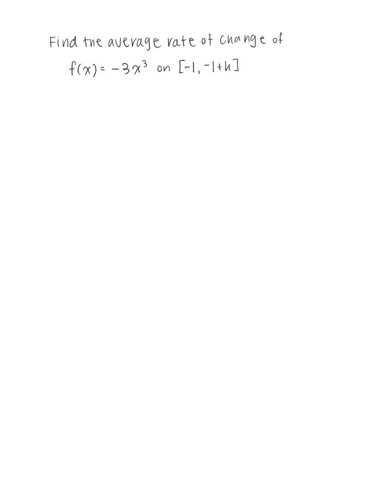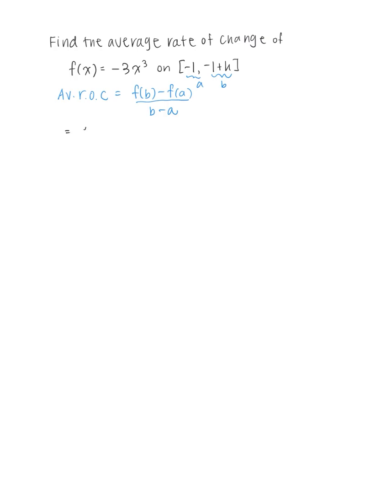Okay, so the question asks, find the average rate of change of f of x equals negative 3x cubed on the closed interval negative 1 to negative 1 plus h. So first of all, the average rate of change formula is f of b minus f of a, and then the whole thing divided by b minus a. So pretend that this is your b and negative 1 is your a. All right, so let's just plug them in.